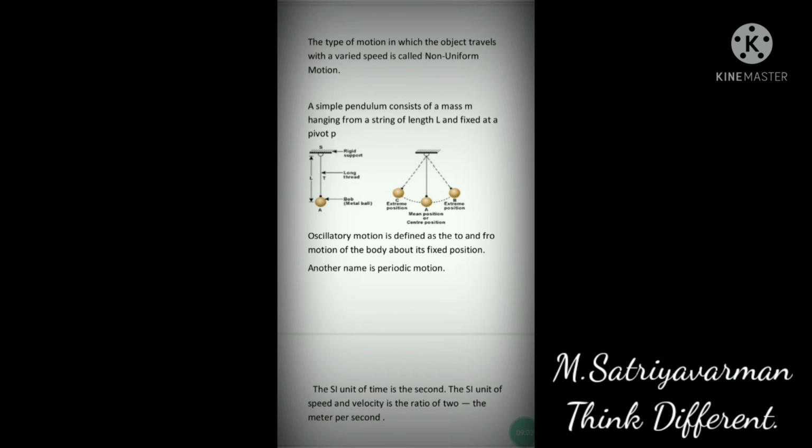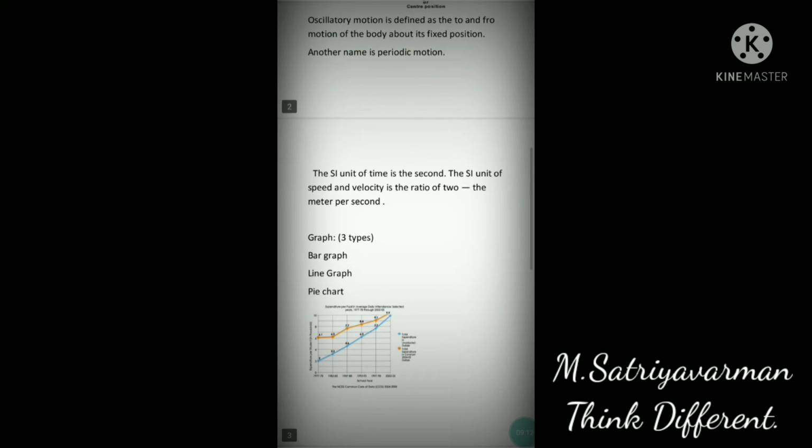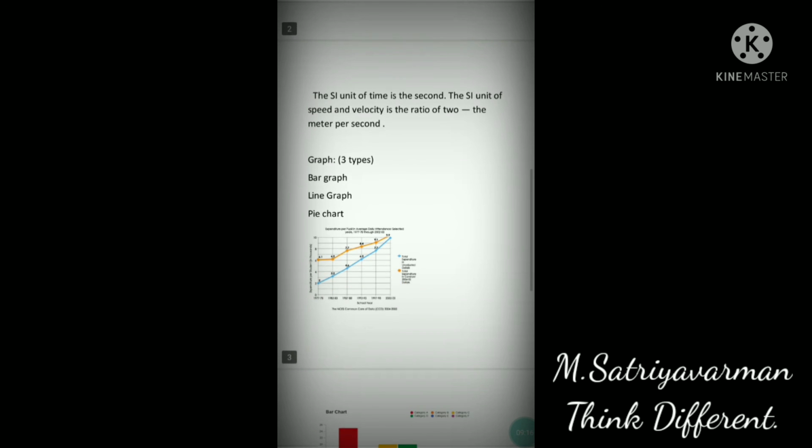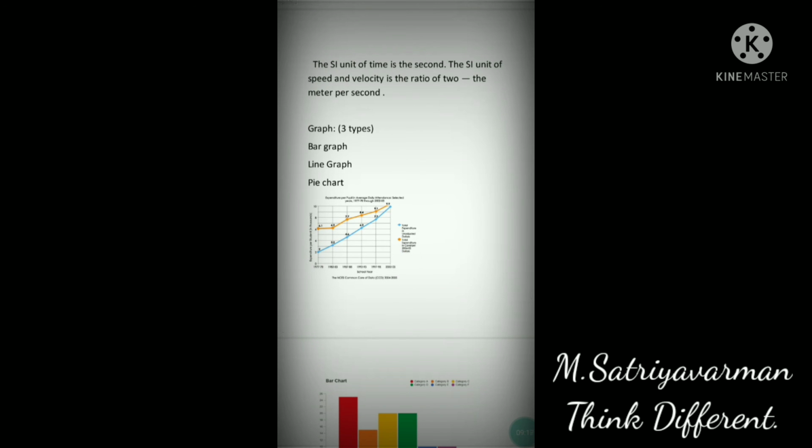Next we saw about oscillatory motion. Another name for oscillatory motion is periodic motion. Next we saw about the SI unit of time and the SI unit of speed and velocity. Velocity and speed have the same meaning, so no confusion. Next we saw about graphs, which are 3 types: bar graph, line graph, pie chart. That's all we saw in this video.